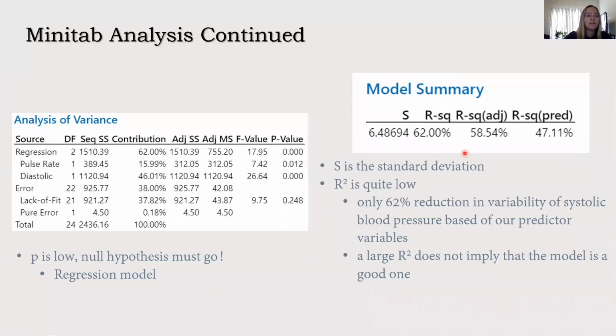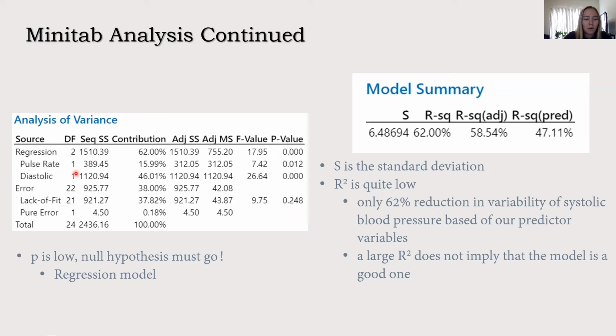So moving on, we're going to look at the analysis of variance. Some important things to point out are our p-values. When the p-value is low, our null hypothesis must go. And as you can see, the p-value for our regression is 0, which means that the regression model in fact does fit our data.